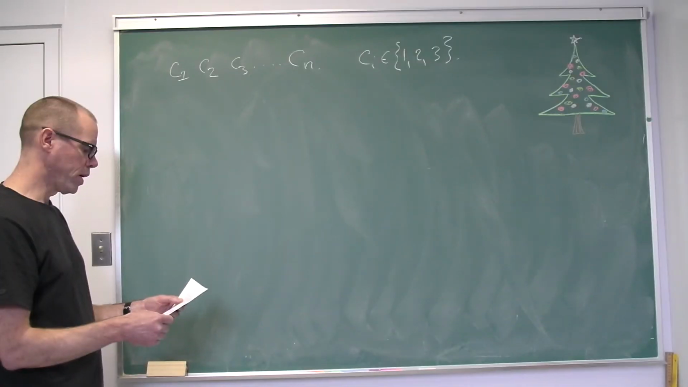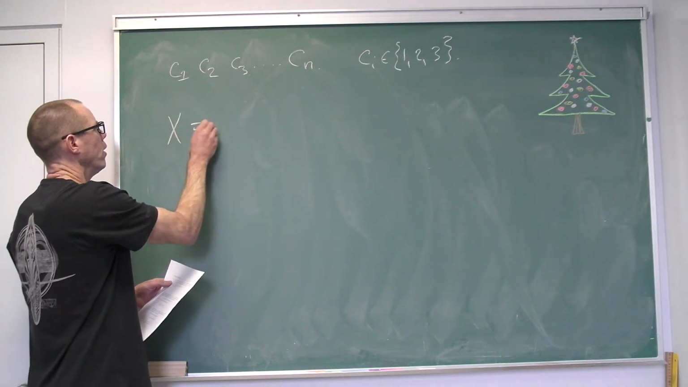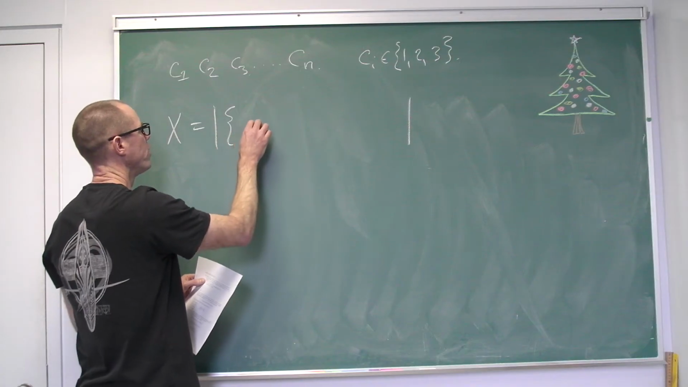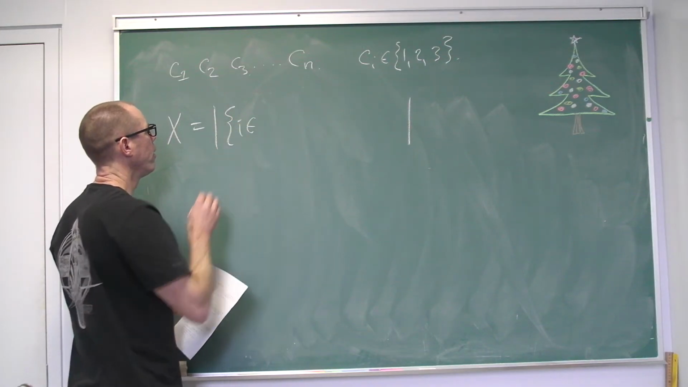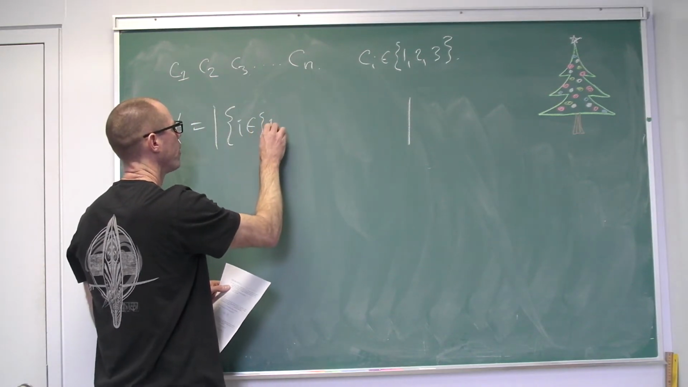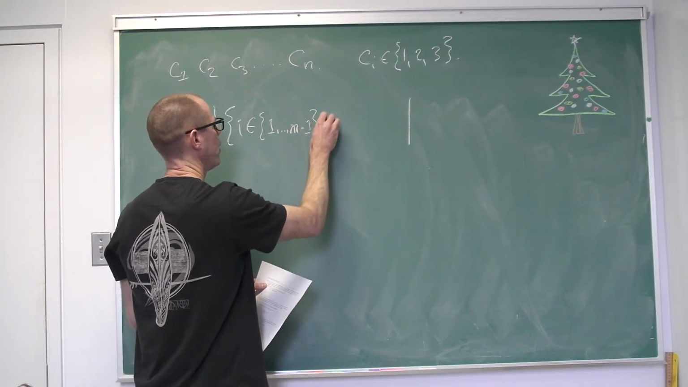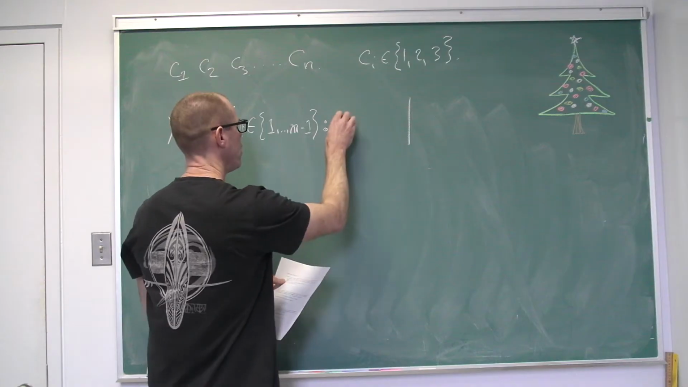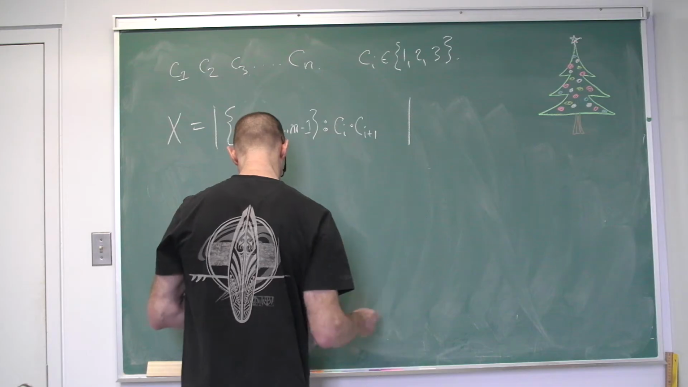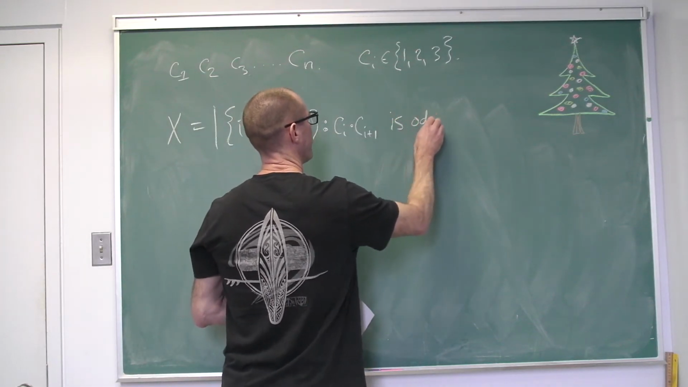And the question asks about this random variable x, which is equal to the number of values i, where i can be 1 all the way up to n minus 1, such that Ci times Ci plus 1 is odd.